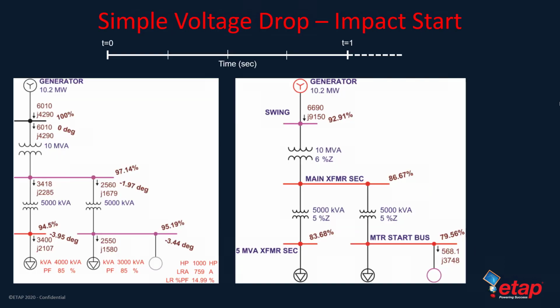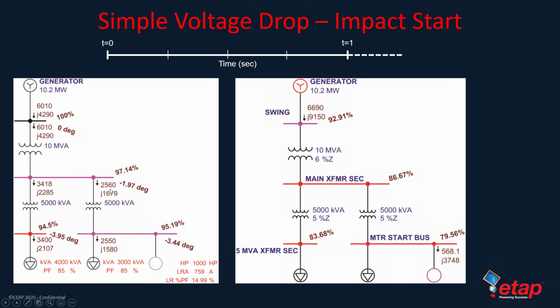So let's begin by illustrating a simple voltage drop. We'll call it an impact start. On the left hand side is our time equals 0 seconds. This is a system that is in steady state. If you notice on the bottom, the loads on the left hand side are running and the system is on steady state. So we can see the voltage drop at the generator bus and at the various medium voltage and low voltage locations.